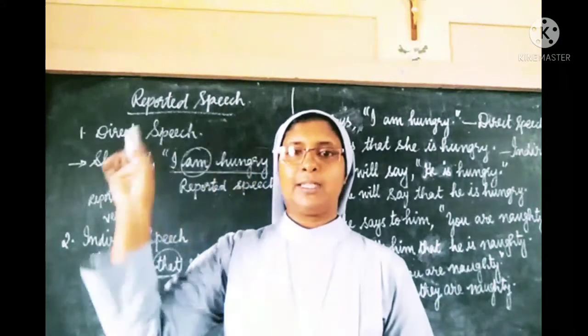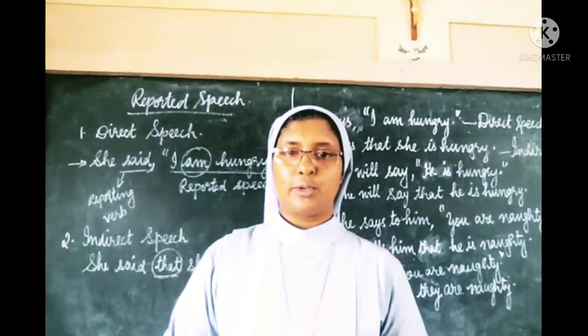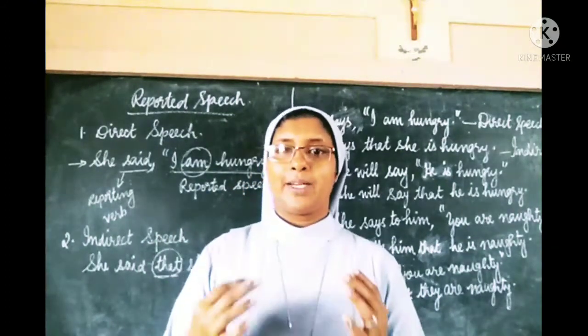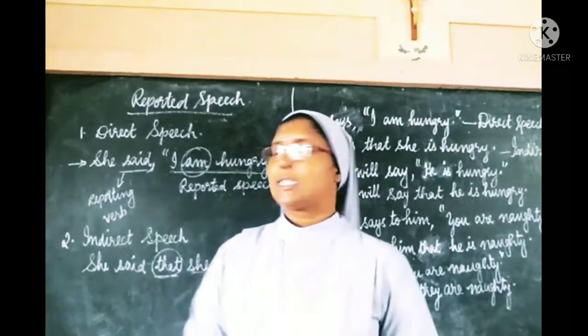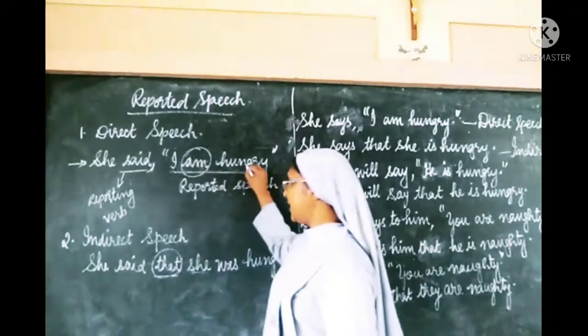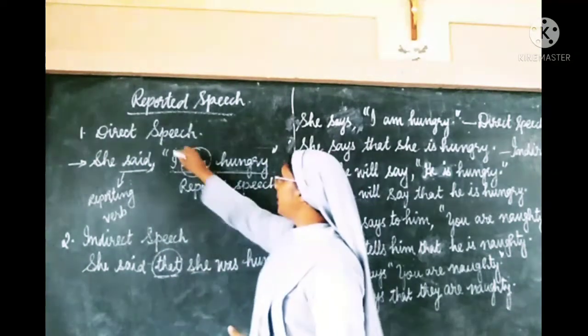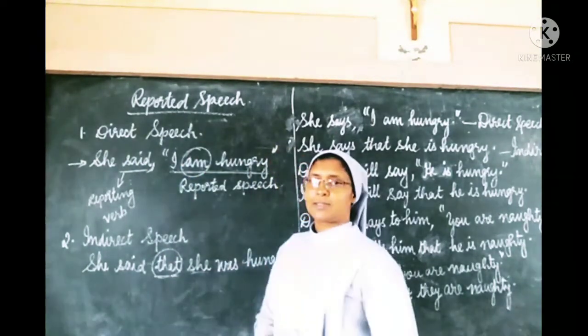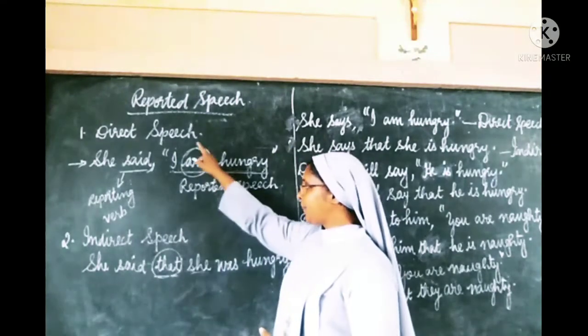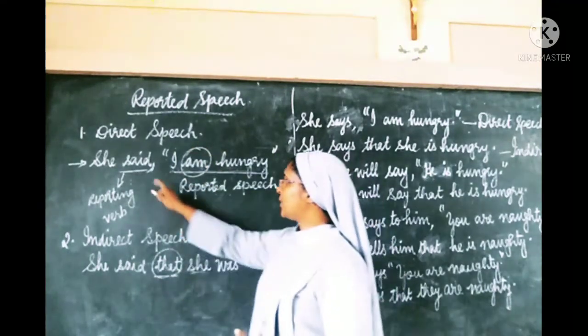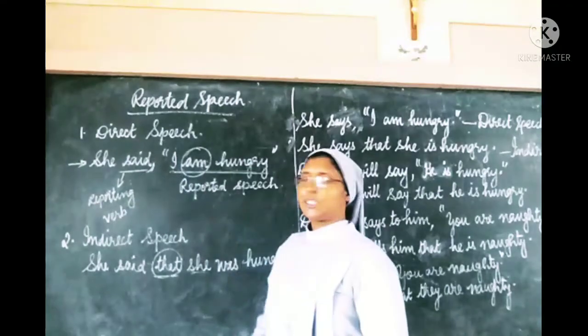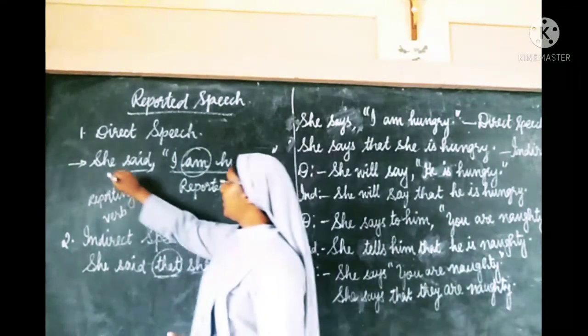we put them in inverted commas in order to show that we are quoting the exact words of the speaker. Here, I am hungry is the exact words of what she said. So it will be put in the inverted commas. So that is the difference between direct speech and indirect speech. So here we have the inverted commas and we have two verbs.